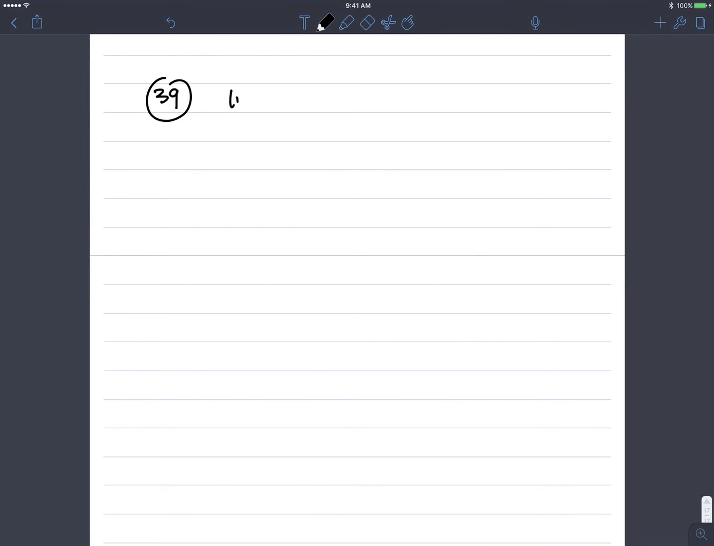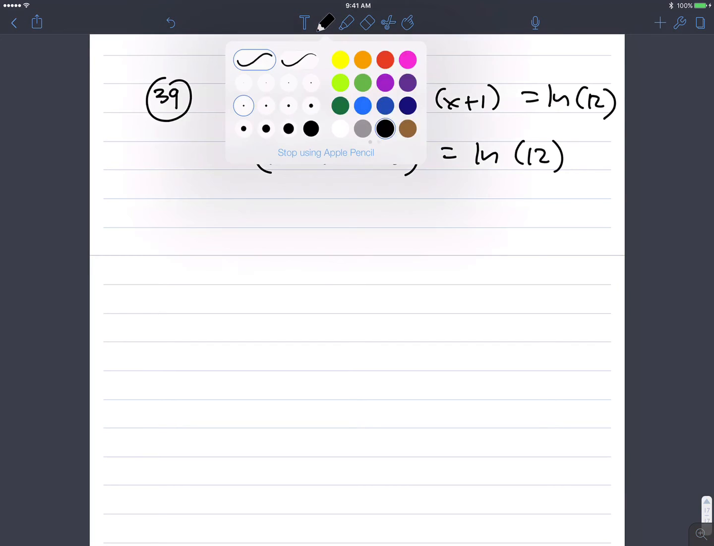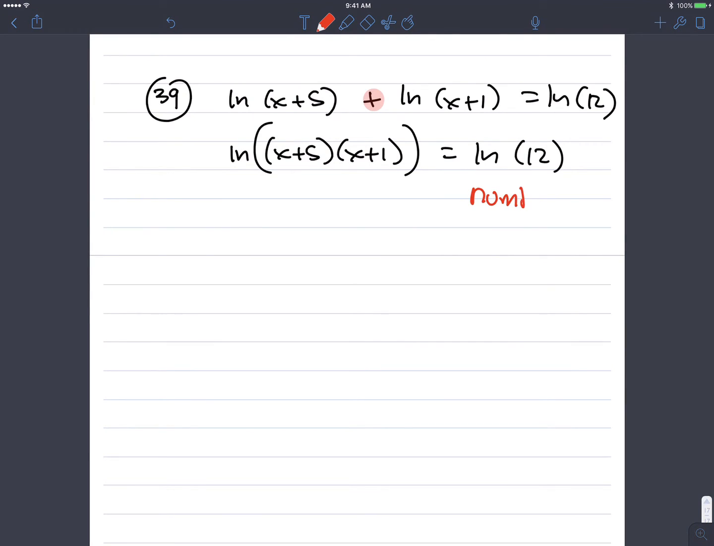Number 39: natural log of x plus 5 plus natural log of x plus 1 is a natural log of 12. Well, notice on the left side again we have this sum, so we're going to write this as a product. So you get natural log of x plus 5 times x plus 1. And that's a natural log of 12. Now this problem is a bit different because when you use the definition, you're used to the right side actually being a number. Now you might say, well, what do you mean by that? Well, not the natural log.